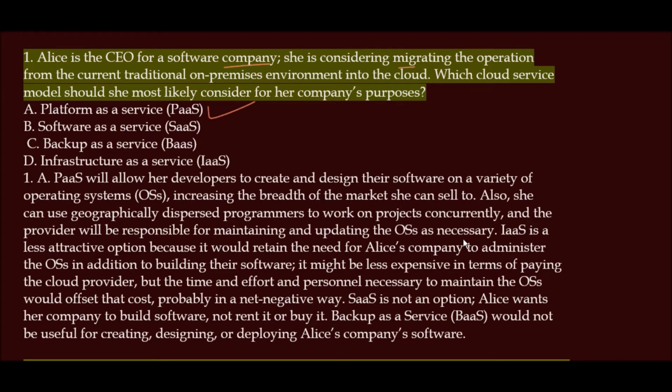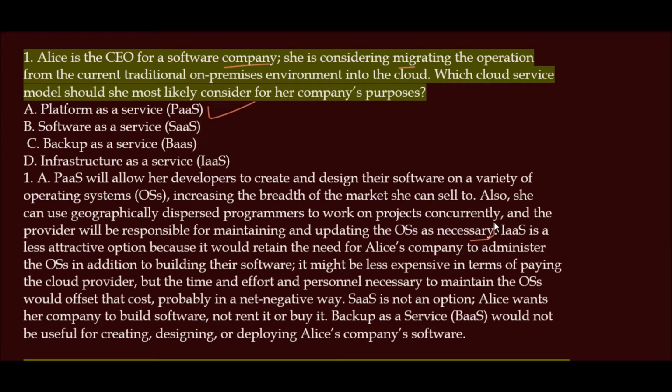If we are talking about option D, infrastructure as a service, it is less attractive in this case because it would retain the need for Alice's company to administer the operating systems in addition to building their software. It might be less expensive in terms of paying the cloud provider, but the time and effort necessary to maintain the operating systems would offset the cost, probably in a net negative way.